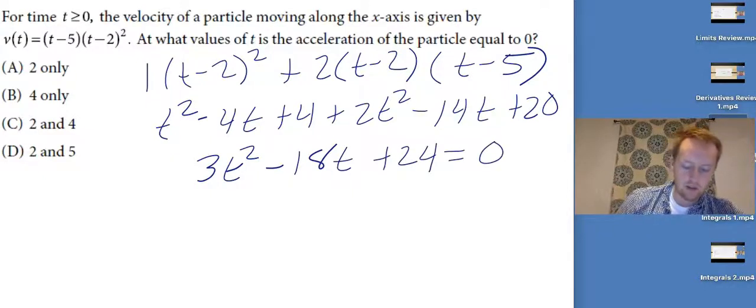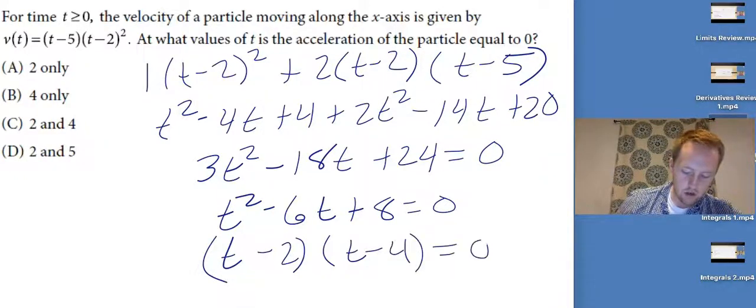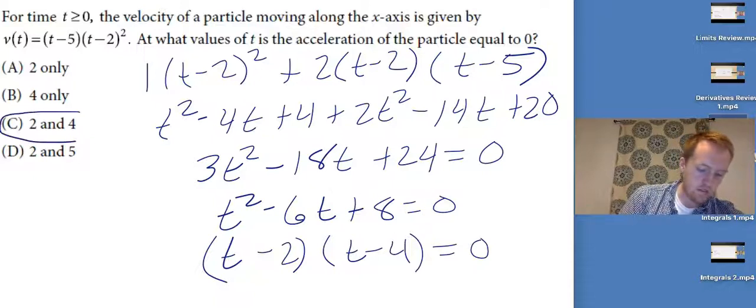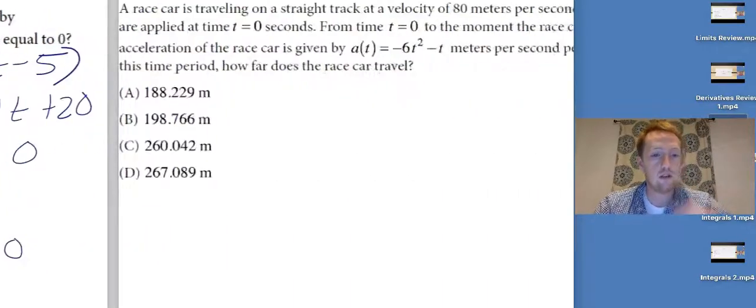Now factor out a 3, I've got t squared minus 6t plus 8 equals 0. Factor that to t minus 2, t minus 4, and the answer is going to be 2 and 4. All I really needed to know was that acceleration is the derivative of velocity. After that, it was just a normal old calculus question.